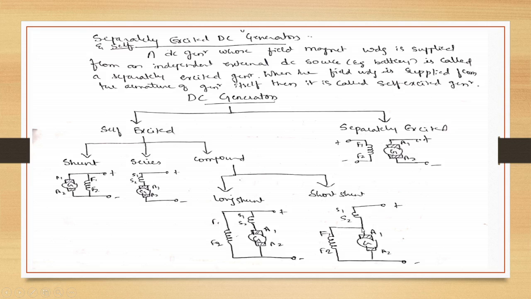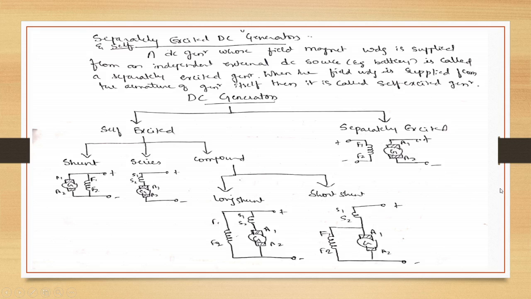And if the field winding is connected not to the upper point but to the lower point of the series winding, then it is short shunt. See students, if the winding is connected in parallel, we represent it by F1, F2. If the winding is connected in series, we represent it by S1, S2. The number of windings in series will be less compared to the number in parallel. So like this you can differentiate which type of winding it is: S1, S2 with fewer windings is series; F1, F2 with more windings is shunt or parallel.